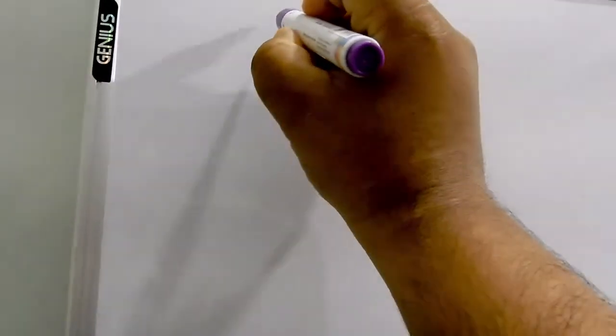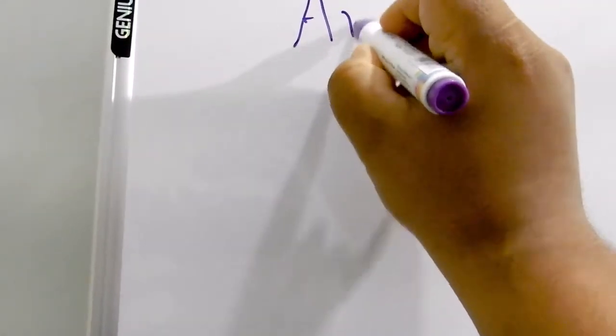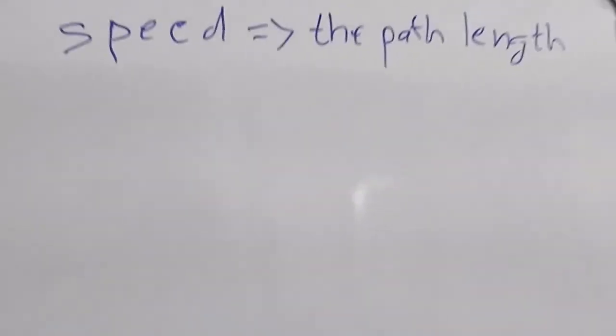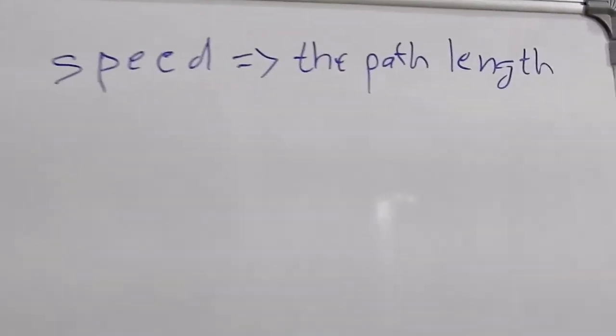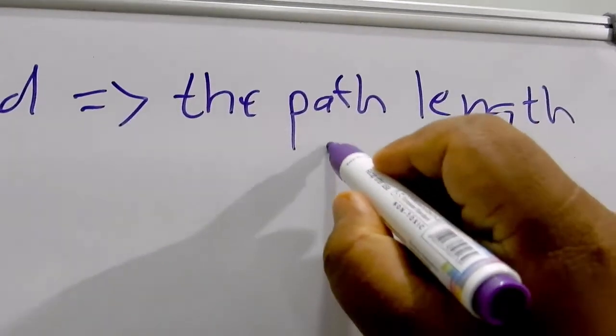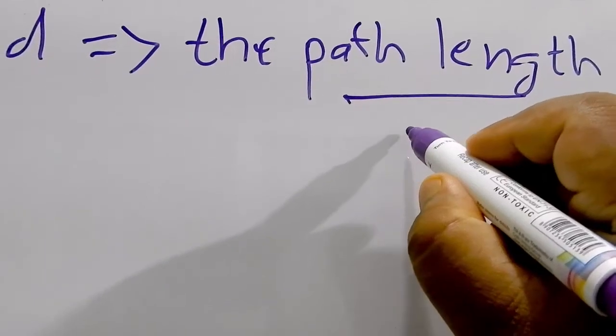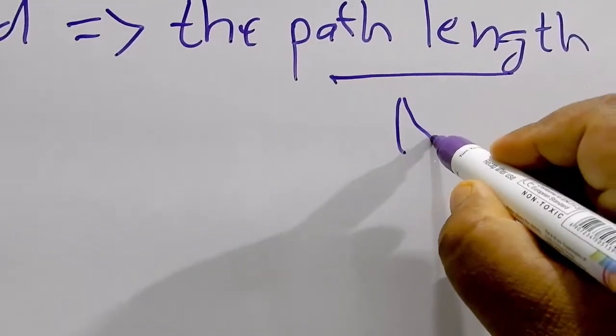Now when we talk about average speed, this is related to the path length. Average speed is equal to the path length divided by the time interval.